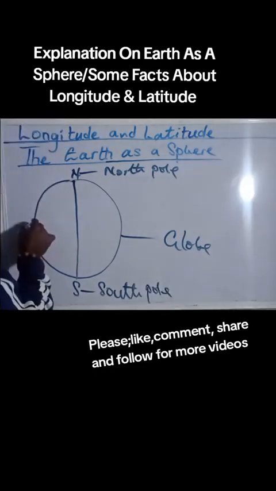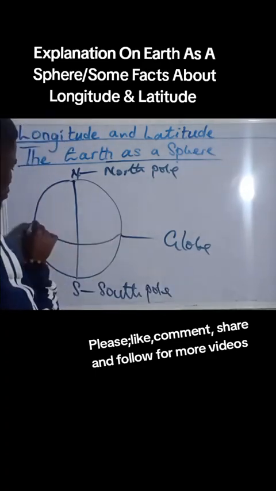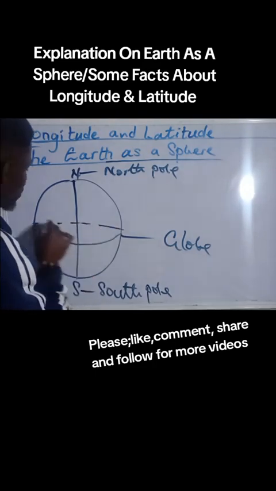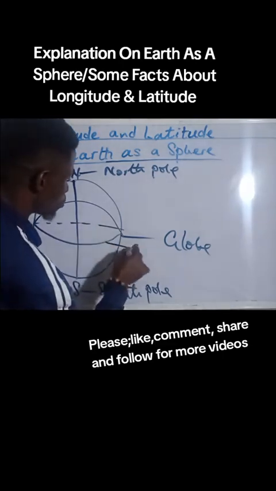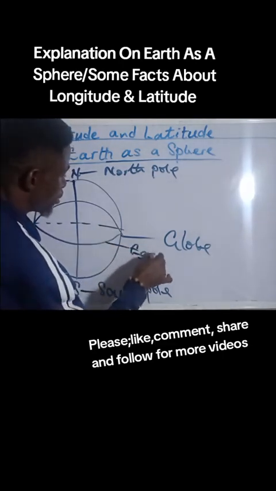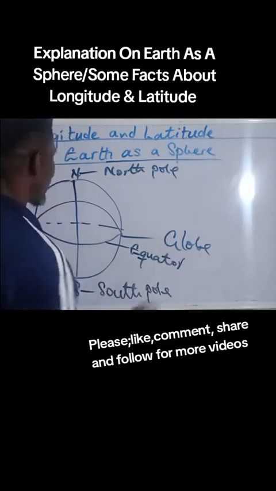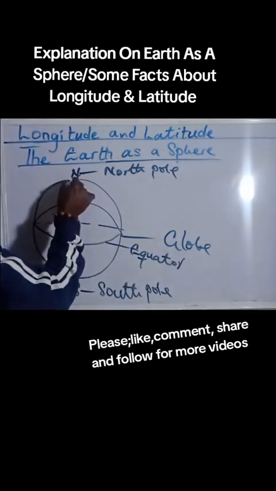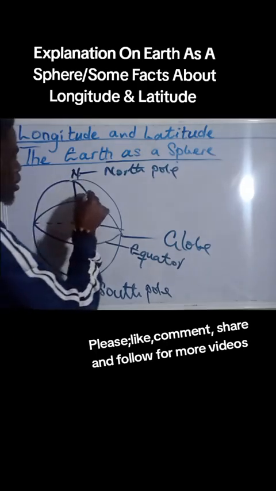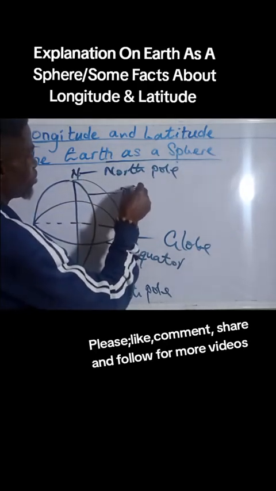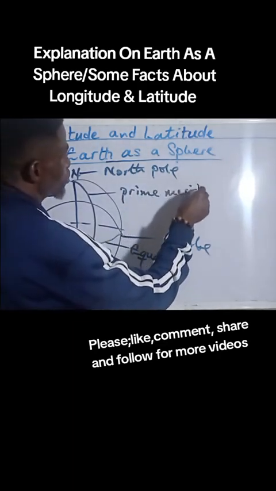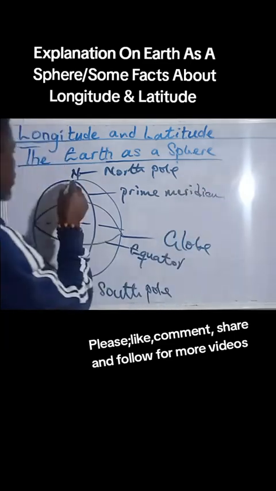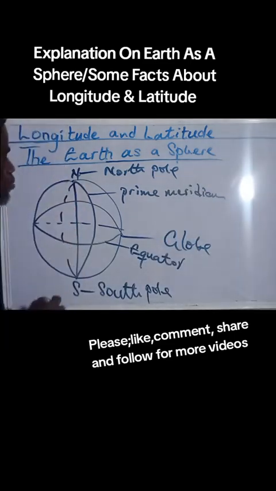Okay. Then at the same time, we have an equator. So this is an equator. And after that, we have what we call the prime meridian. This is a prime meridian.